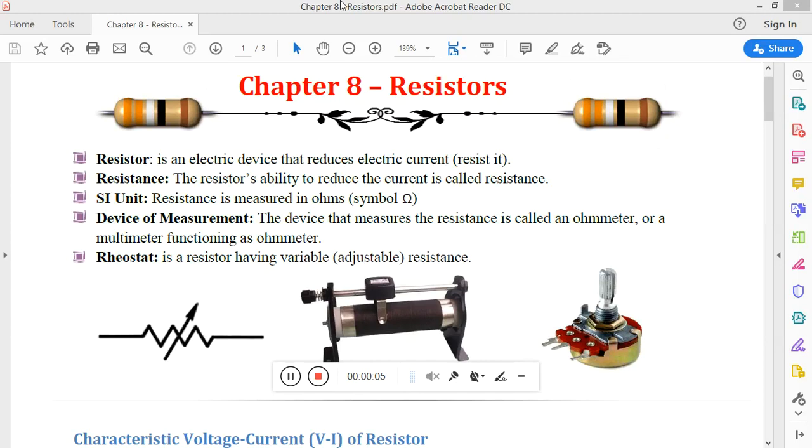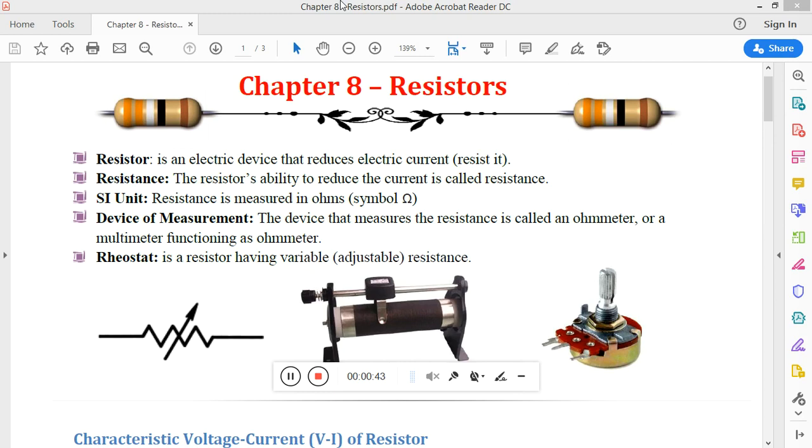What is a resistor at first? It's an electrical device that resists the electric current. When an electric current enters a resistor, the electrons of the current collide with the atoms of the resistor. Due to collision, the resistor heats up and thus liberates heat. So it resists the electric current and transforms the electric energy into thermal energy that's known as heat energy.